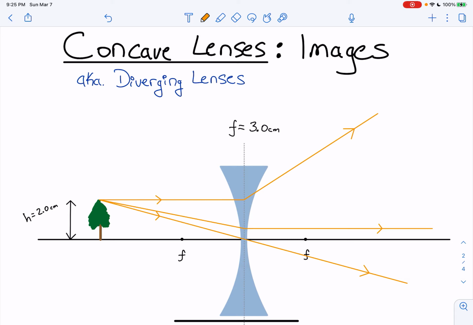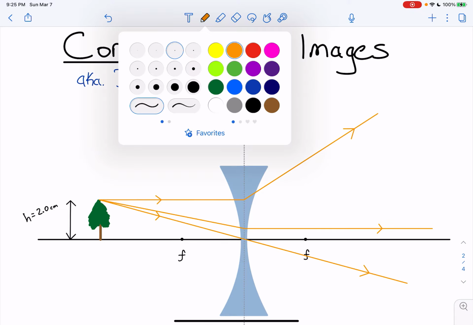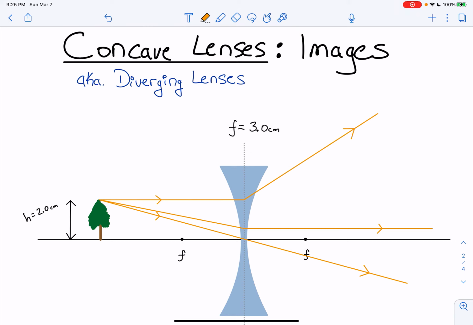Okay, so the way that we find the image is going to be, let's trace back these diverging rays onto the left side. So we'll go from the top here, the top ray, and we know that that's going to trace back through the focal point on the left side. Next, I'm going to trace back that second from the top ray that is parallel to the optical axis.